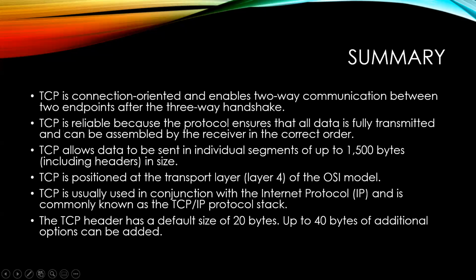So a quick summary of what we just went over. TCP is connection-oriented and enables two-way communication between two endpoints after the three-way handshake. TCP is reliable because the protocol ensures that all data is fully transmitted and can be assembled by the receiver in the correct order. TCP always allows data to be sent in individual segments up to 1500 bytes in size. TCP is positioned at the transport layer, layer 4 of the OSI model. TCP is usually used in conjunction with IP and is commonly known as the TCP/IP protocol stack. The TCP header has a default size of 20 bytes. Up to 40 bytes of additional options can be added, though.